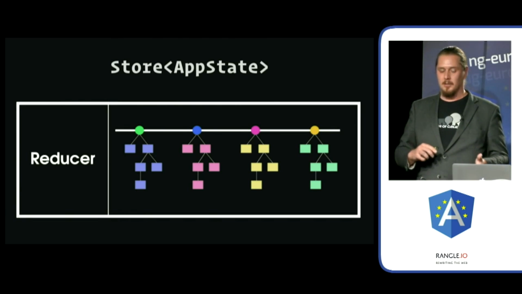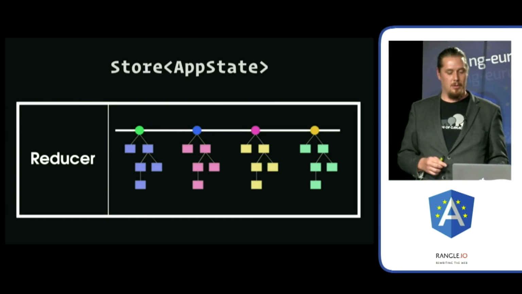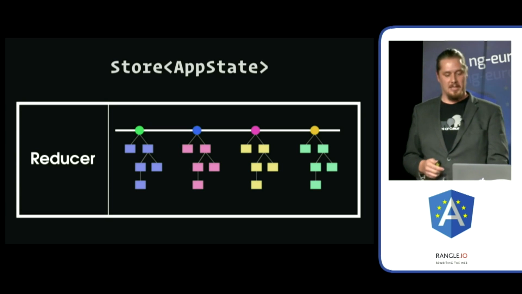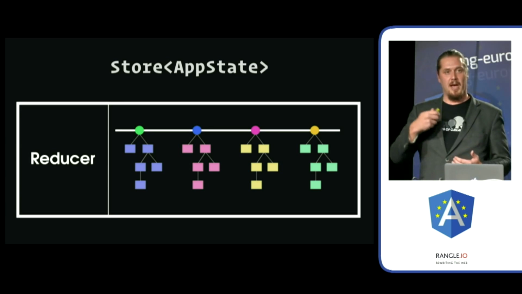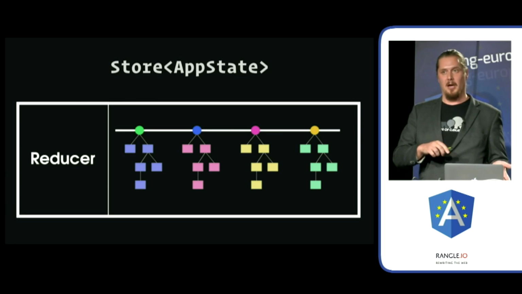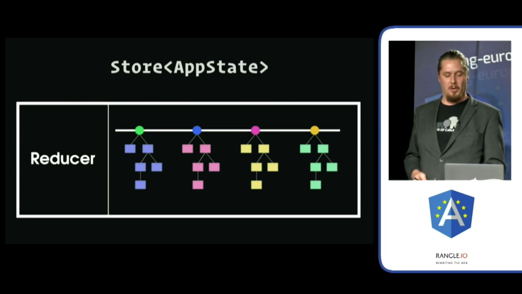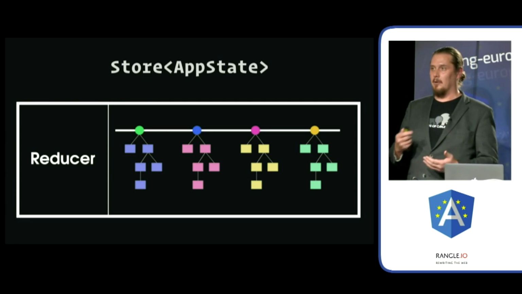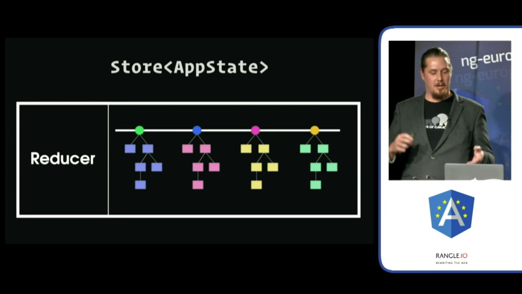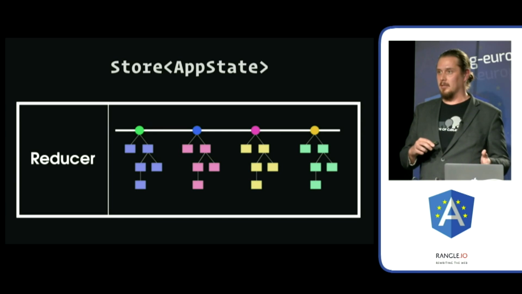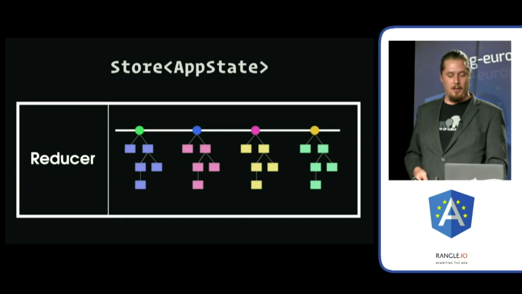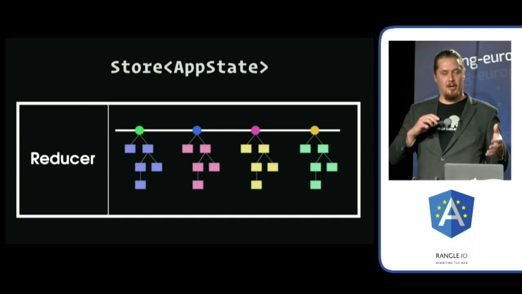So this is the NgRx store pattern. It's the combination of the application state as an observable with the reducer function that works on it. And we can dispatch actions to it, and it will apply those actions to the state using the reducer, and then emit those values on the observable. So that's the core NgRx store pattern that we have here, very similar to Redux, for example. But that's still just the functional core of the app.